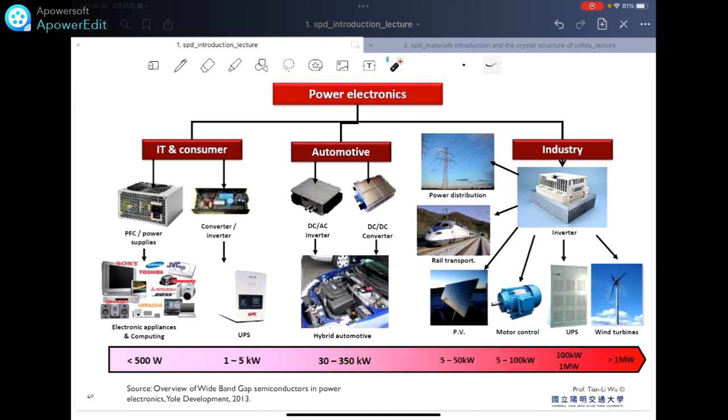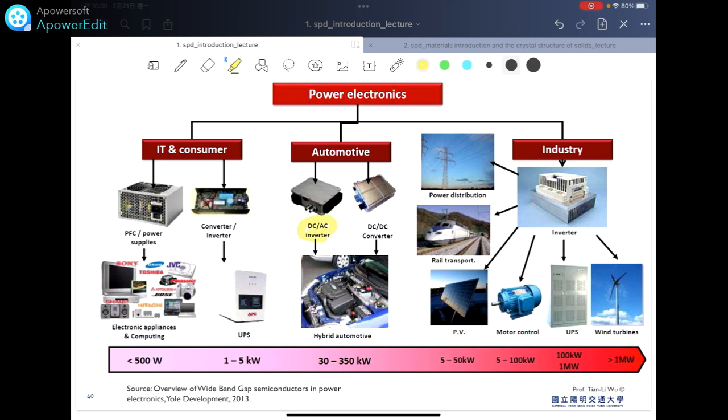So you can see that the power electronics section can be divided into, for example, the IT consumer. IT consumer is the one that is most related to everyone's life here. So we need to have the charger. For example, this is a power supply. This is already like the charger here. And then even in the case of automotive, right now in the age of the hybrid automotive or even the electrical vehicle here, we need to have this DC to AC inverter here.